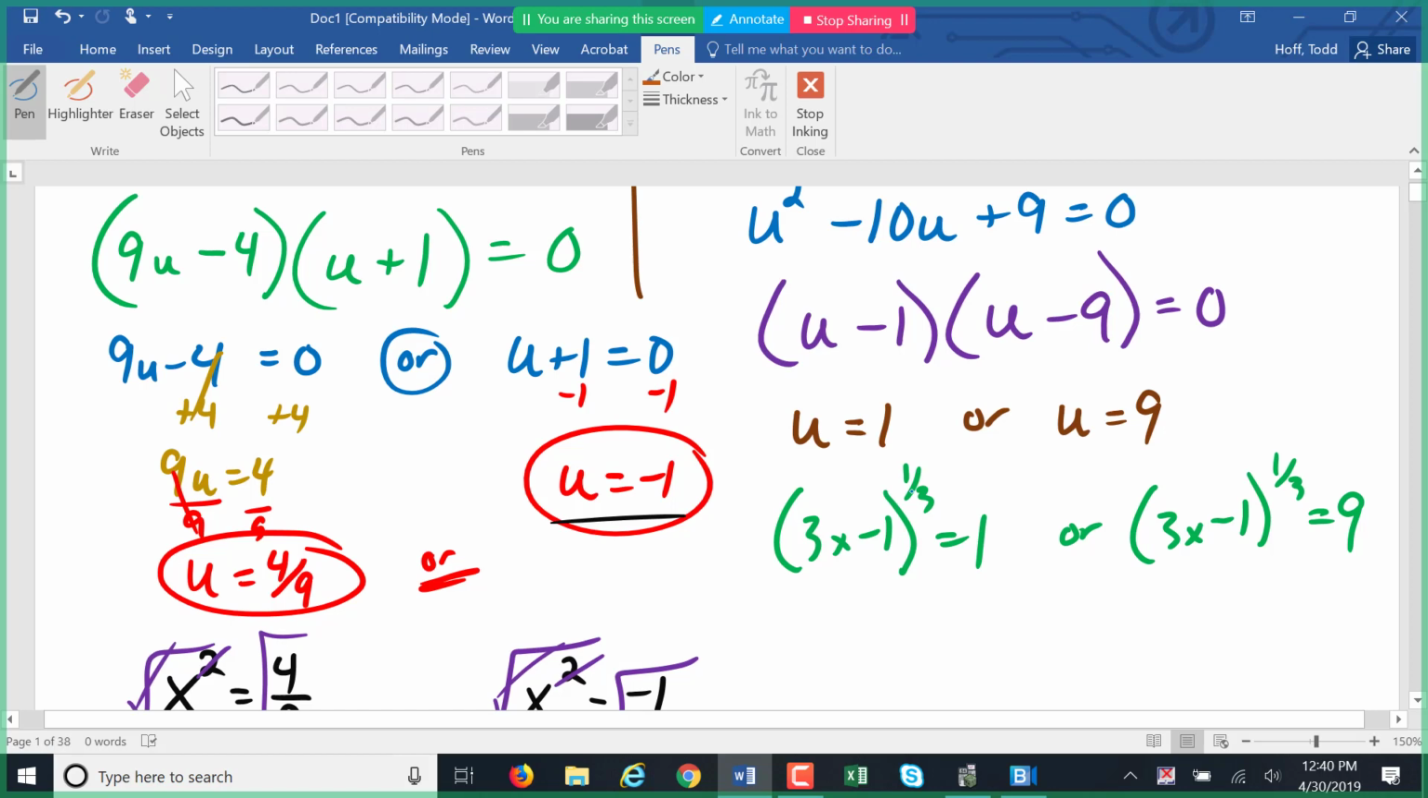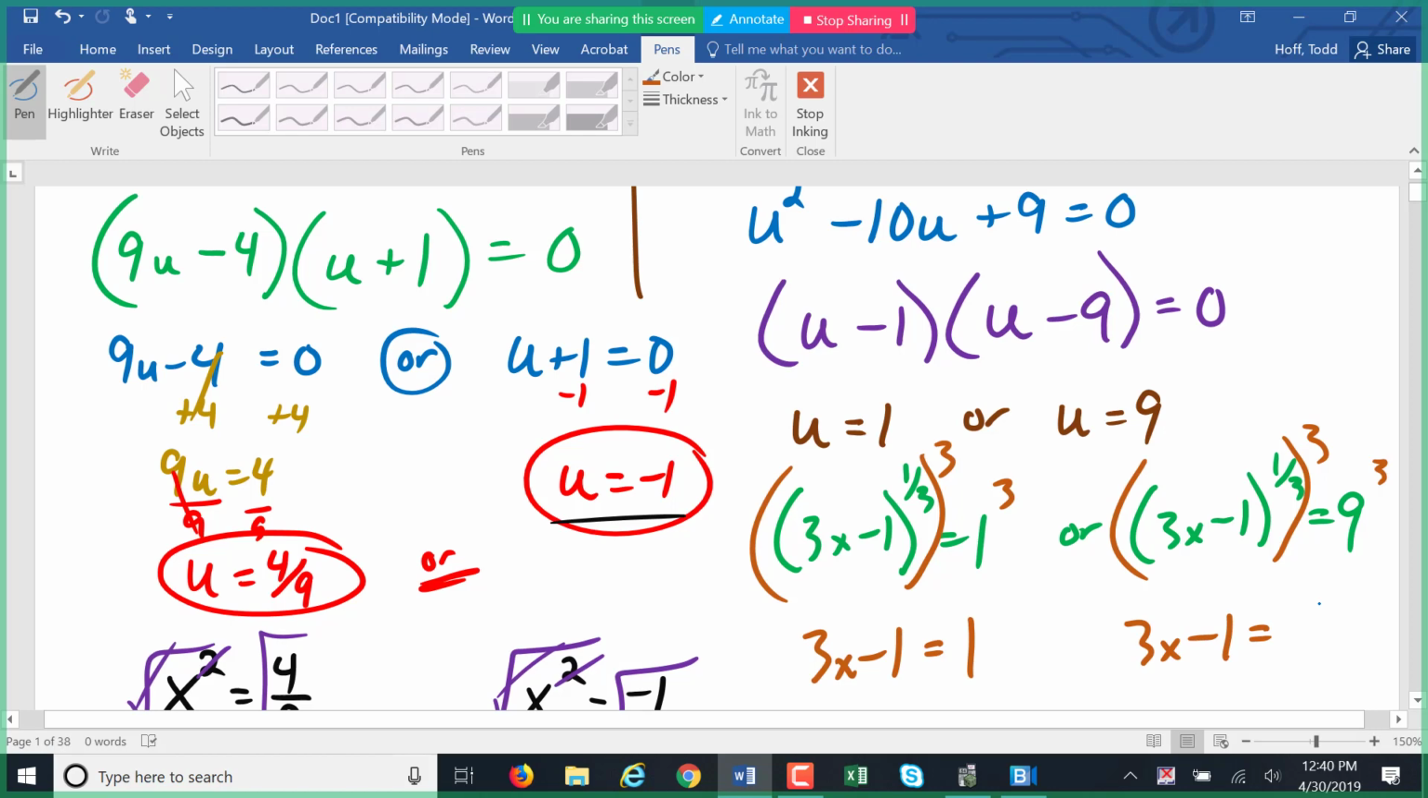First thing we have to do is get rid of the power of 1/3. To do that, take it to the power of 3. 1/3 times 3 is 1. So that just gives us 3x minus 1. 1 to the power of 3 is still 1. We do the same over here. Take everything to the power of 3. So this is, again, just 3x minus 1. 9 to the third power is 729.